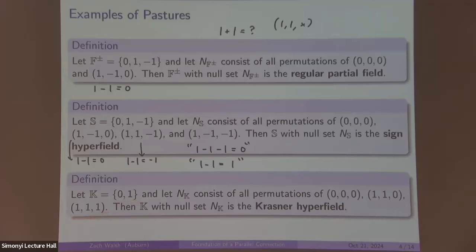So here we have epsilon is 1. So 1 and minus 1 are equal over this pasture. Yeah, and okay, this set here with these triples satisfies the pasture axioms. This is a pasture. It's also a hyperfield known as the Krasner hyperfield.